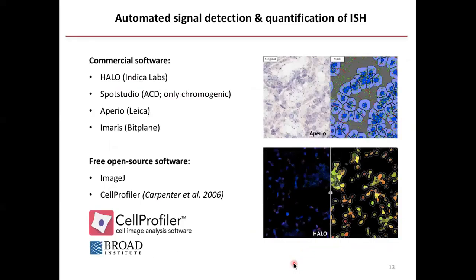As Mohammed indicated, there are commercial software packages available to specifically analyze in situ hybridization signals, such as HALO, Spot Studio, and Aperio, and more generic image analysis software like Imaris. The principle of these analysis tools is very similar, and you can see two examples here on the right. The area of nuclei is increased in order to account for somatic localization of RNA, and then the in situ hybridization signals are assigned to these cells. You can set up similar analysis with free open source software such as ImageJ, and I'm going to present to you today analysis done with CellProfiler, which is a free model-based software from the Broad Institute.